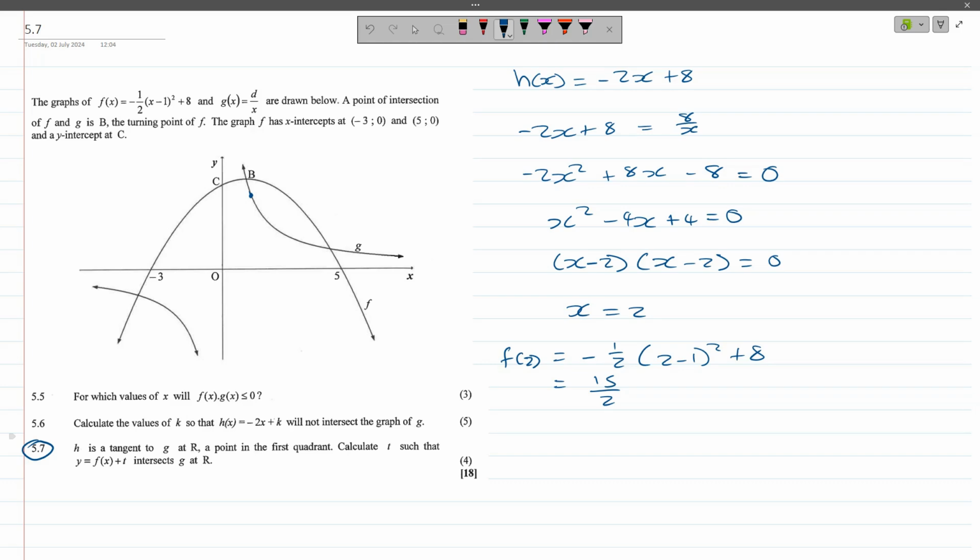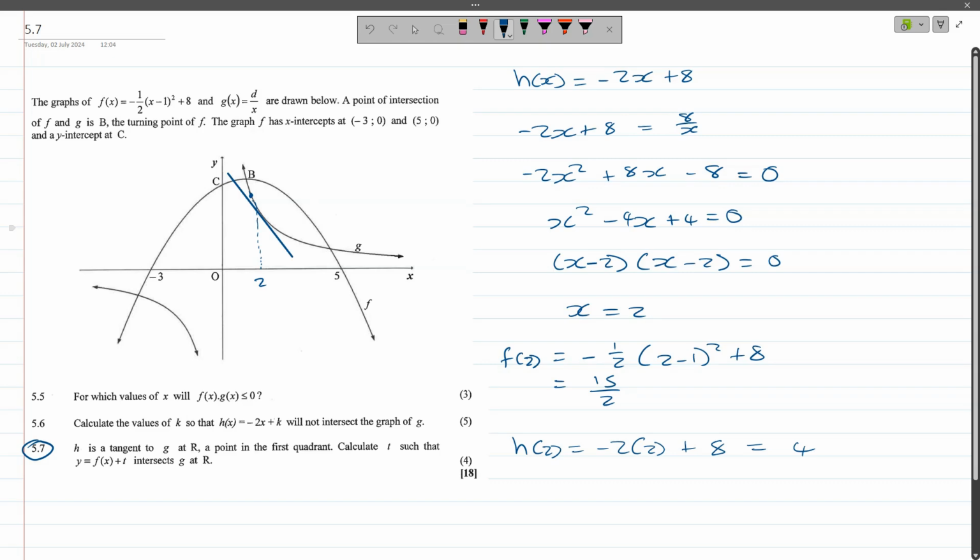Now what we also need to do is figure out what the value of our straight line is at the coordinate x equals 2. So what is that straight line that we had drawn earlier? What is its value when x is equal to 2? To put that in, we find h of 2 is equal to minus 2x, replace that with 2, and then we say plus 8. This value gives us 4.